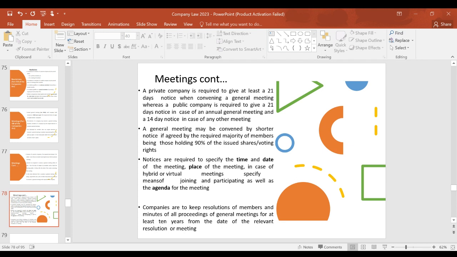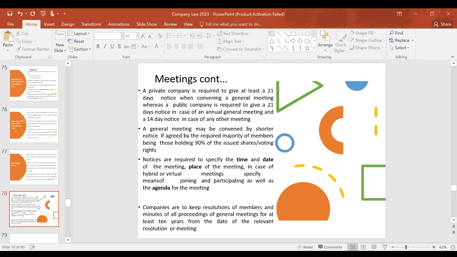So this must be provided to the members several days before the meeting happens. If it's a normal meeting, not necessarily an urgent short notice kind of meeting, then the law requires that at least 21 days notice be given to the members. And that notice will bear those things: time, date, place, agenda, etc. So it must be well specified within the notice.